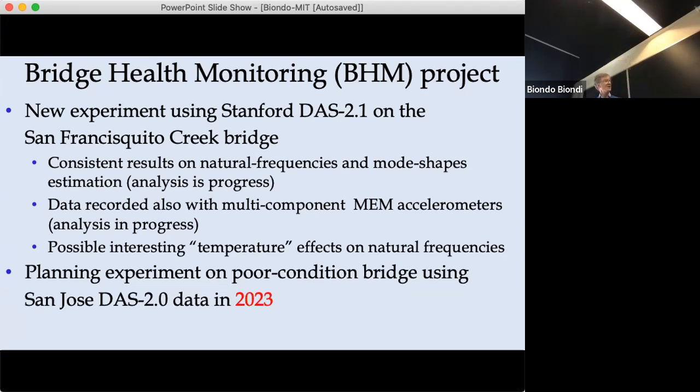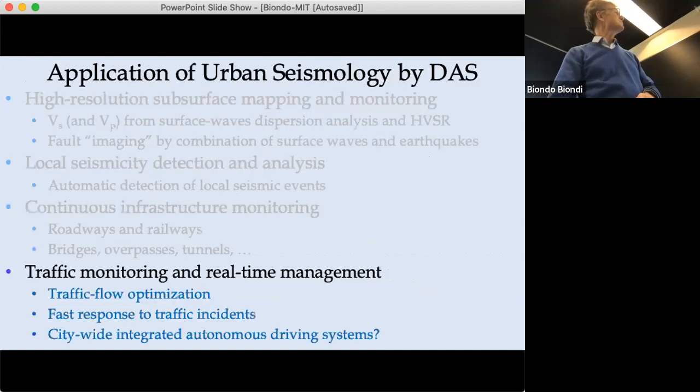And when the lawyers are done, we will be running another much larger experiment in San Jose, and hopefully one of the bridges that we come across is not in good condition, one that San Jose knows needs attention. So hopefully we'll see some evidence of the fact the bridge needs maintenance. Finally, I will discuss traffic monitoring.